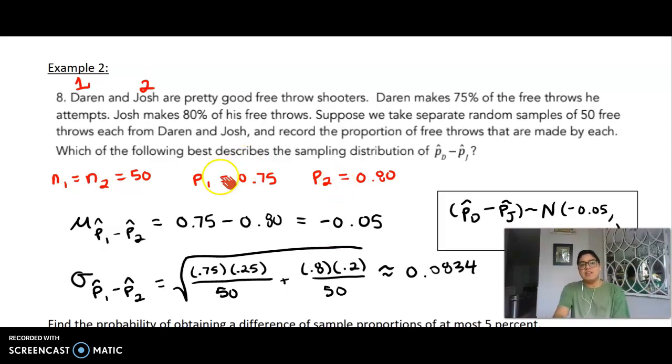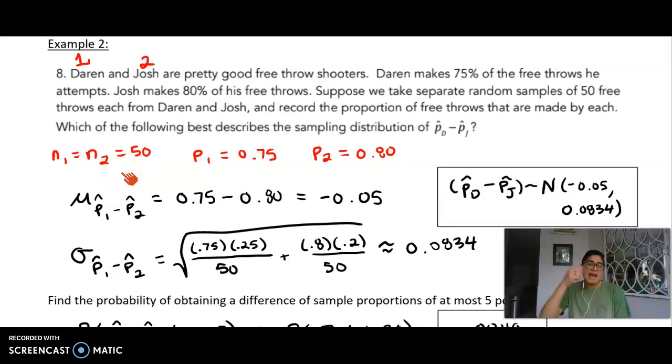So I'm told here are the claimed proportions, and here are the respective sample sizes. I had separate samples, so they're independent. I had random samples of 50 and 50 free throws. We can expect that the population is definitely at least 500 free throws for both guys there. And then the last one is, if I were to check the large counts condition, I would get 37.5, 12.5, 40, and 10. So since all of those counts are at least 10, I can use a normal model.